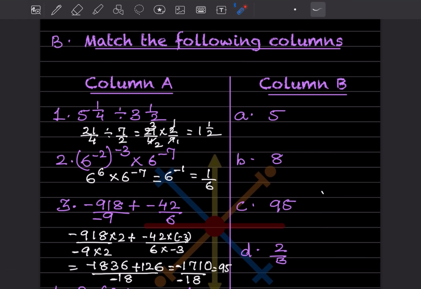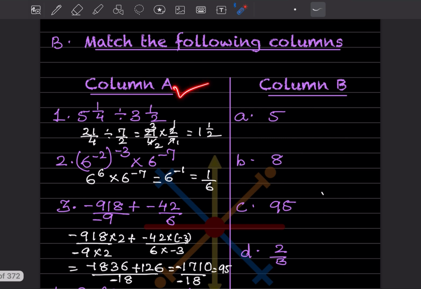Now here you have to match the following columns. Column A is given and column B is given. It's better to solve them instead of just guessing, because sometimes some of the answers are very near. So try to do the workout. Now this is a mixed fraction.